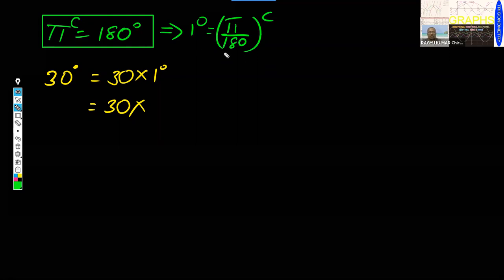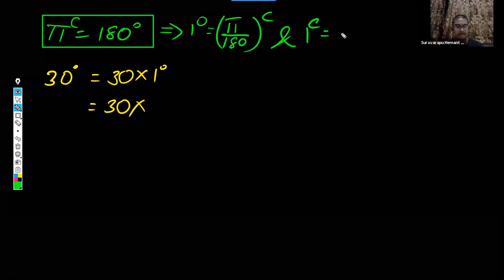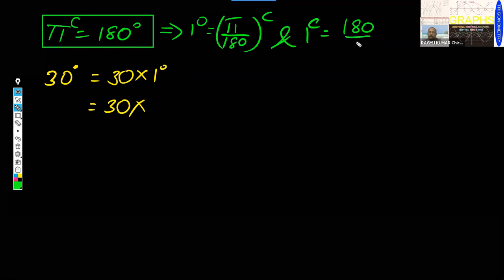Similarly, tell me how to write radians to degrees. One radian is equal to what? 180 by pi. That's good. 180 by pi degrees. This is what is to be understood.